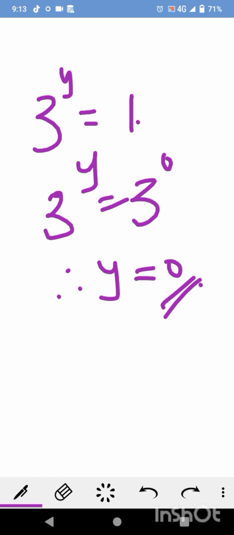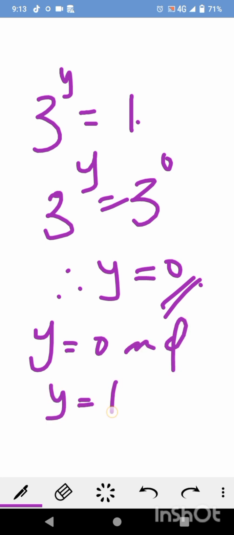So the value we have for y is 0 and 1. Y is equal to 0 and y is equal to 1. These are the possible values of y.